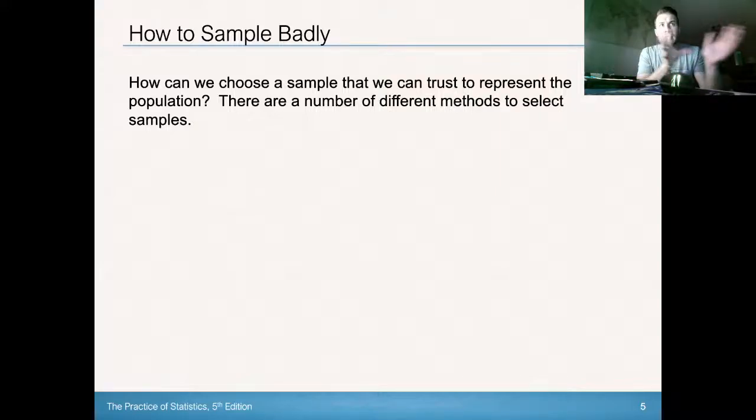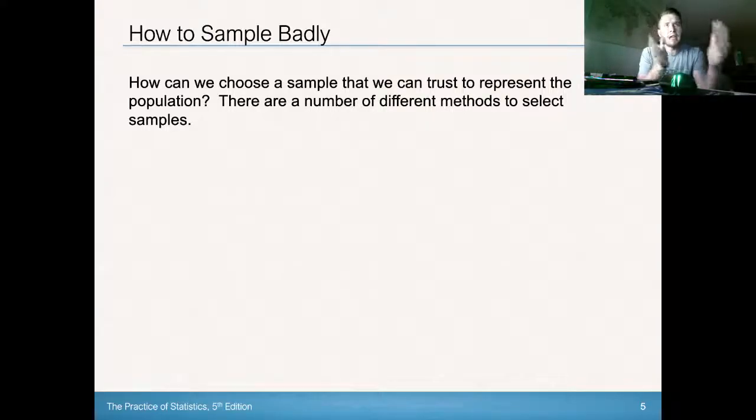And that's what the whole lesson is about, is how are we supposed to sample when we're designing a study. And by the end of our course, or of this unit that we're in, the stats unit, we need to have a better understanding about how this should work. Okay, so how do we sample badly? So it says, how can we choose a sample that we can trust to represent the population?